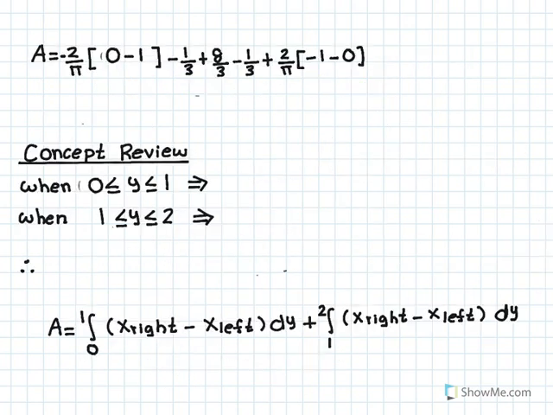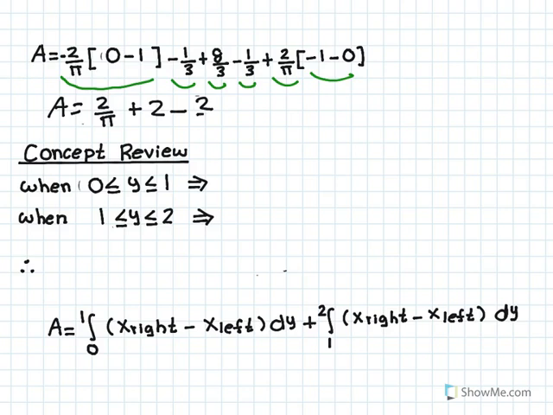If we simplify all of this, we're going to get area is equal to minus 2 over pi times 0 minus 1, minus 1/3 plus 8/3 minus 1/3, plus 2 over pi times negative 1 minus 0. And if we simplify this further, we're going to get area is equal to minus 2 over pi times minus 1, that's 2 over pi. Then we have 8/3 minus 1/3 is 7/3 minus 1/3, that's 6/3, so that's going to be plus 6 over 3, that's 2, minus 2 over pi. Now 2 over pi cancels, and the result is 2. This is the area under the curve, the shaded area.